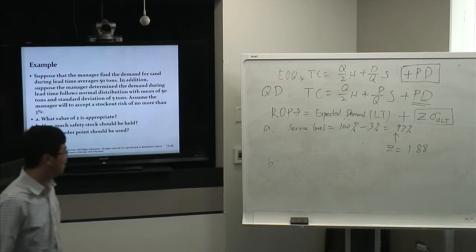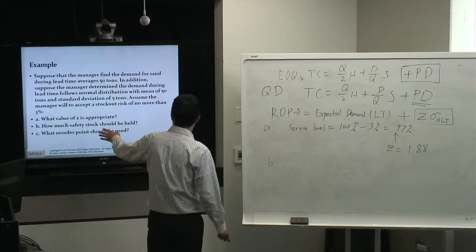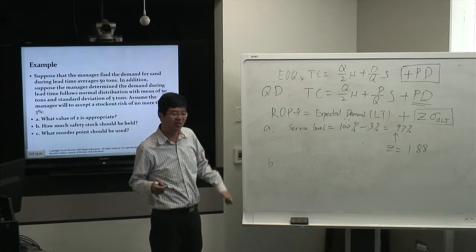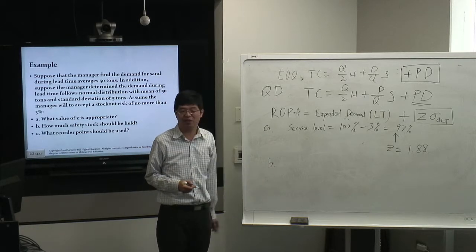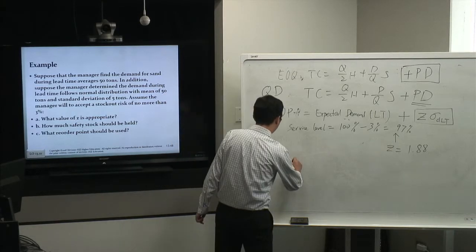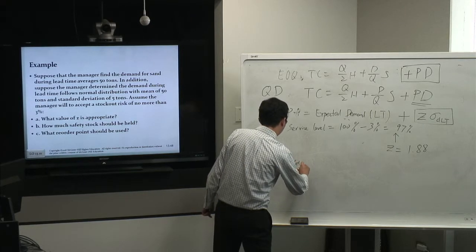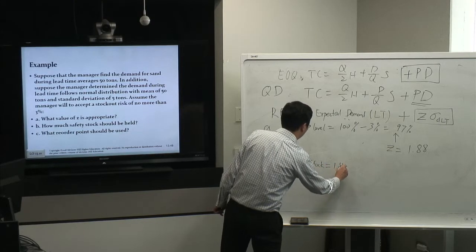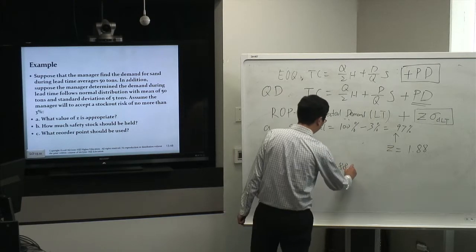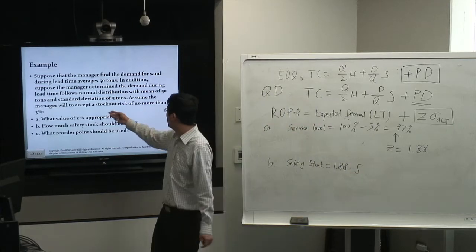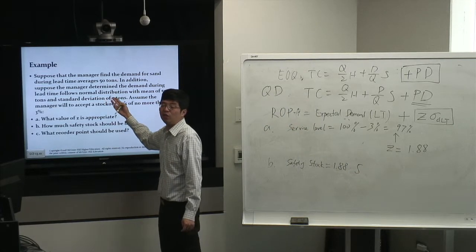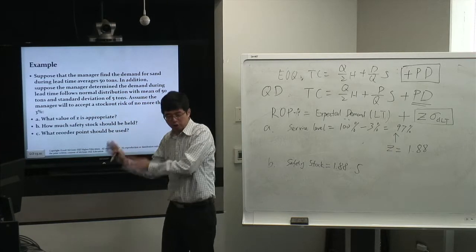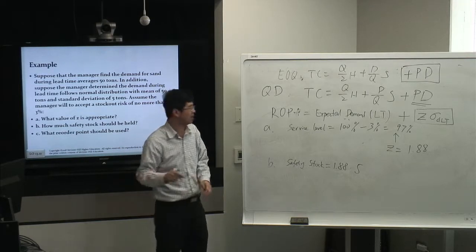Let's do it together. Part B. Safety stock. Anybody can tell us how to calculate safety stock after we finish part A? 1.88 times the standard deviation. Okay, so it's the Z value, which you already get from the appendix, 1.88 times the standard deviation, the standard deviation during the lead time. So this means the demand standard deviation during lead time. Okay, I will explain that a little bit.